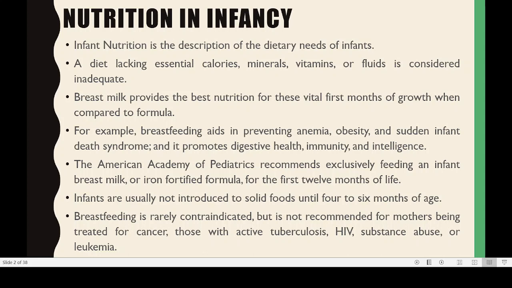So for a period of up to 6 months, the child needs only breast milk. Breast milk provides the best nutrition for these first months of growth. Now, as I told you, during the first 6 months, the child does not require any other kind of nutrients.